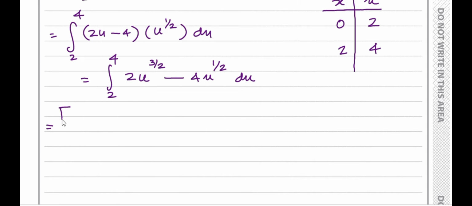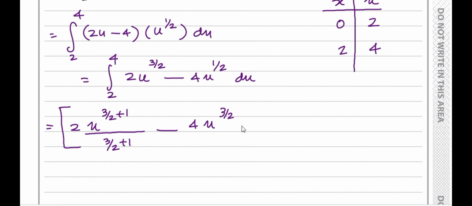Therefore, let's start with a square bracket. So 2 is a coefficient, no change there. U to the power of 3 over 2, that is the power add 1, divided by 3 over 2, minus 4u to the power of half plus 1, which is equal to 3 over 2. Then I have to divide by 3 over 2, which is equivalent to multiplying by 2 over 3. And then put the limits here, 2 and 4.